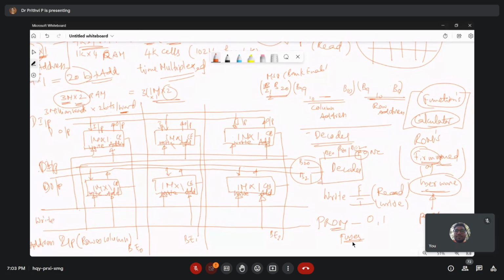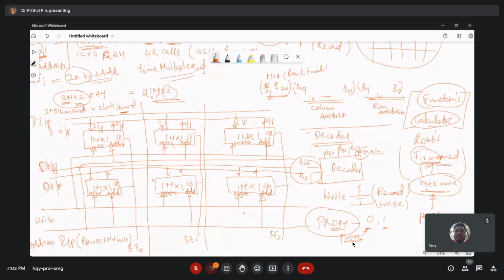The user has to blow the fuses for selecting a 0 on their bit location. Blow the fuse, it will be 0. If you don't blow it, it is intact, which means it will be storing 1. In PROMs, you blow the fuses, it will be 0.